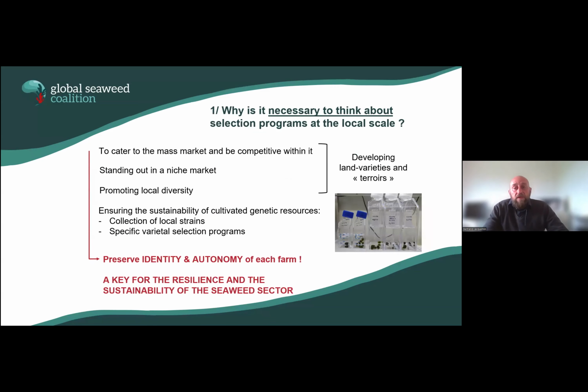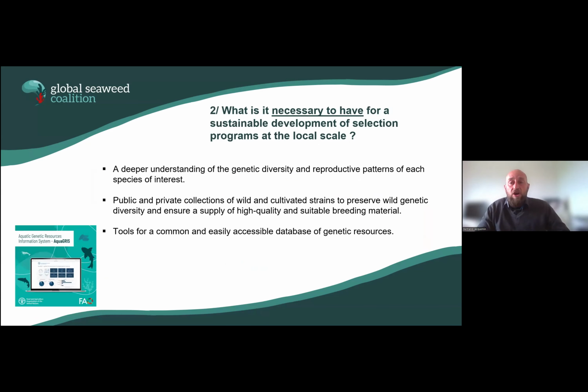To conclude, the two questions that need to be explored are, first, why is it necessary to think about selection programs at the local scale? Answers would allow us to preserve the identity and the autonomy of each farm, because the history of agriculture taught us that this is the key of resilience and sustainability. And the second question is, what is necessary for sustainable development of selection programs at the local scale? First, a deeper understanding of the genetic diversity and reproductive patterns of each species of interest.